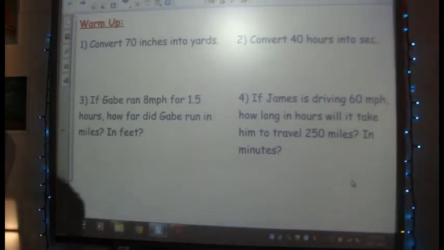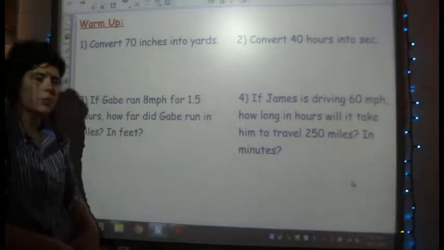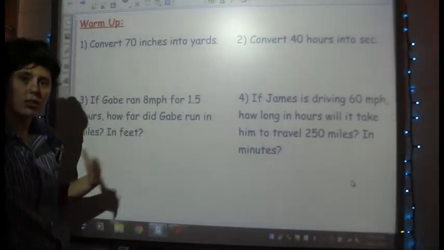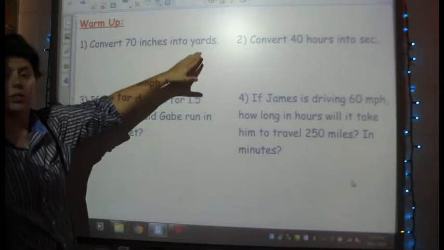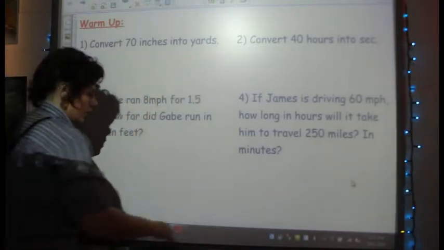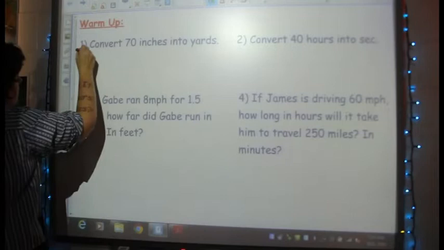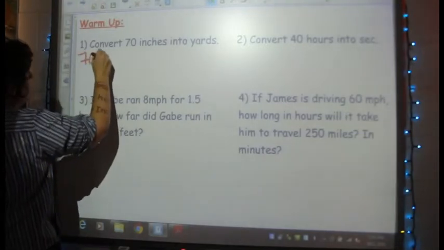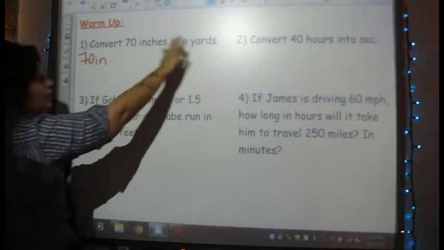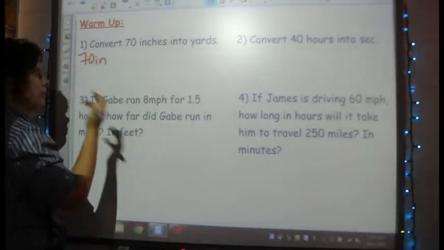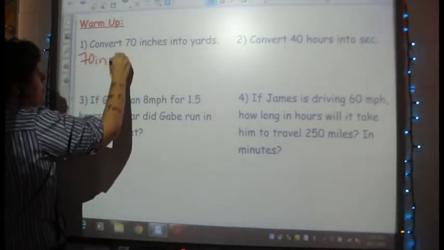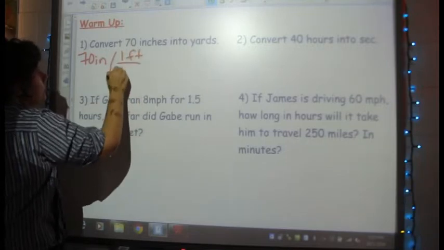All right, today before jumping into our lesson, we're going to do a little bit of a warm-up so we can do these together here. So it says convert 70 inches into yards. So we're going to start with our 70 inches. And I don't know personally how many inches are in a yard, but I do know how many inches are in a foot, excuse me. So I know there's 1 foot to 12 inches.